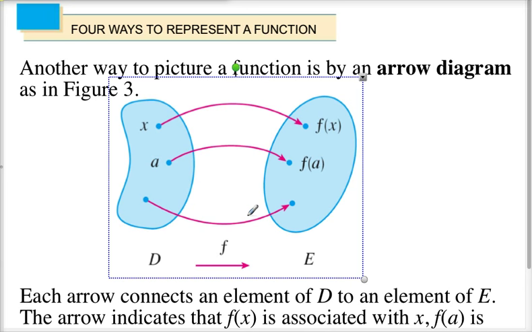Another way to picture the function is by an arrow diagram. Now this is probably getting a little bit more advanced. In the left group of information, I have x, I have a, and I also just have a random data point. And I know that D is going to represent the domain of the function. And then E is going to represent the range, or f of x, of that function. And so I know that x is going to map onto f of x, a is going to map onto f of a, and the pink arrows generally represent the function rule.